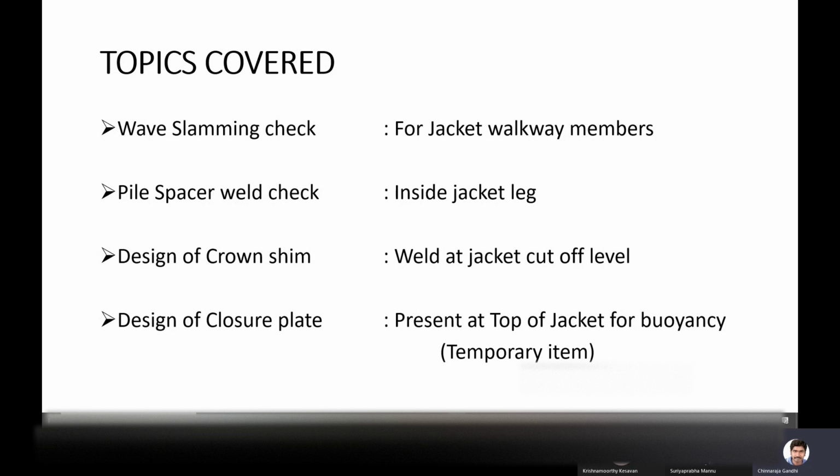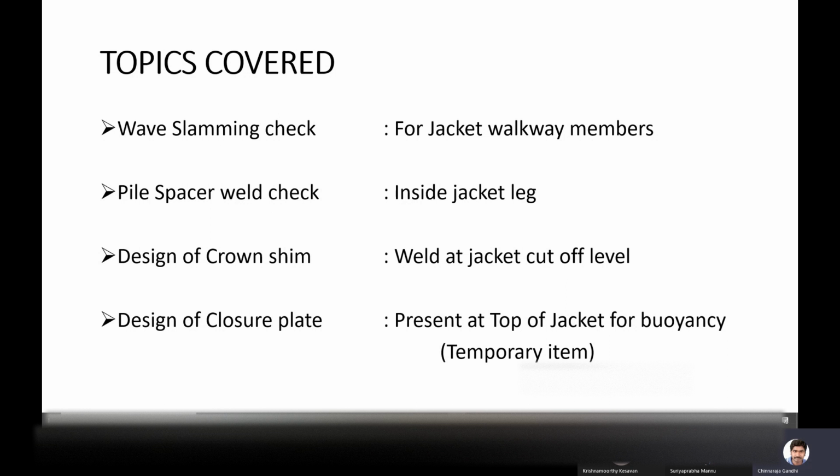And then the third one is the crown shim. That is for the welded jacket cutoff level. The top side is sitting over the top of the pile, and the jacket is wrapping the pile. If it is a 4 pile jacket, we give the jacket to wrap the pile so that the pile will be in position, and the top side will be placed over the pile directly. In the interface between the jacket and the pile, there will be a weld at the top.